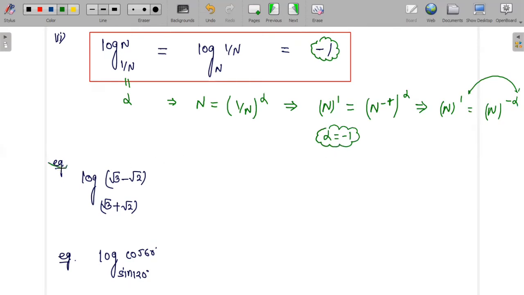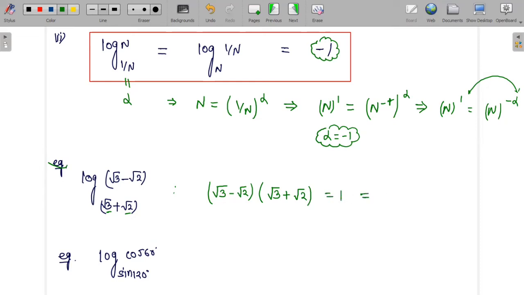Have a look at this one. We have log root 3 minus root 2 to the base root 3 plus root 2. How would you ensure that the number and base are reciprocal to each other? To check this, you need to multiply the number with the base, and it is root 3 minus root 2 times root 3 plus root 2. I'll end up getting a 1.